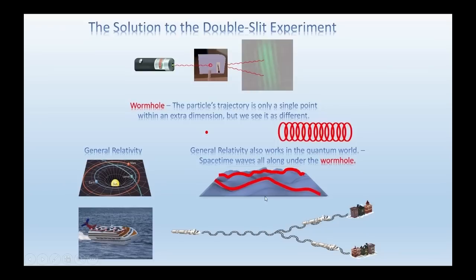I will use two examples from the macroworld. In the first one, a ship represents the particle which floats on the waves of the sea, that is the waves of the space-time. If both slits are open, then space-time ripples through both slits, thus interfering, and the ship floats on the stormy sea. In the second example, the person sitting in the train will be the particle, the switches represent the slits, and the rails will show the possible wormholes.